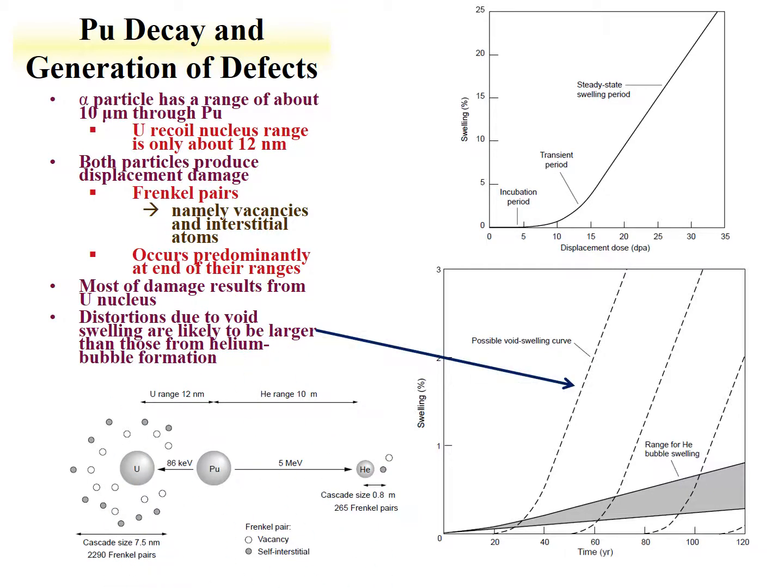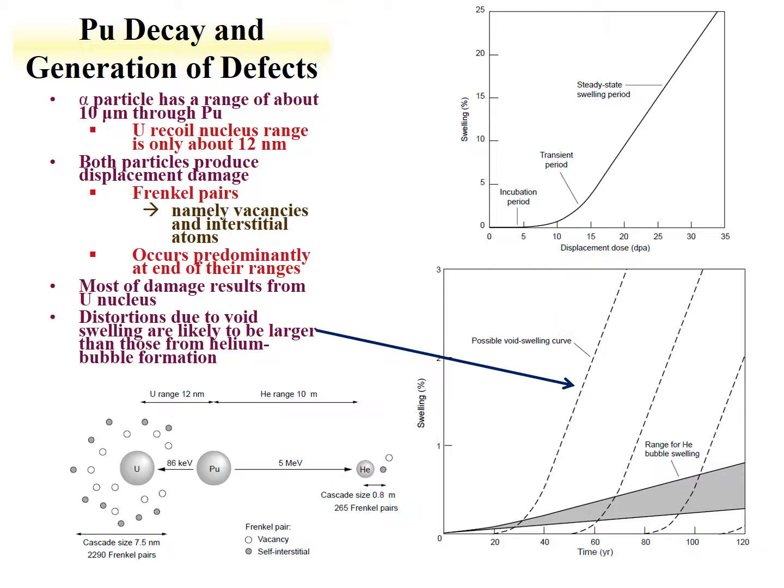And one of the properties of this is that you get, over time, swelling, and you have a void swelling curve. As you see here, there are ranges of what can be due to the void swelling, which is this uranium recoil, and then there's a range for the swelling due to the helium. As we see, the helium, while it does contribute, does not seem to contribute as much as the void swelling.